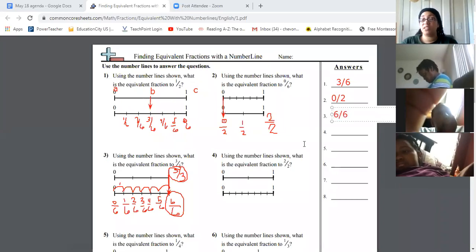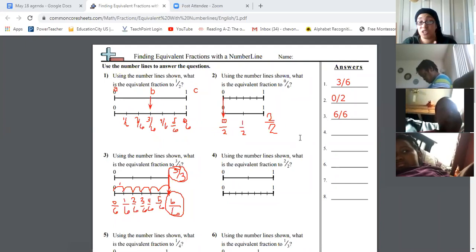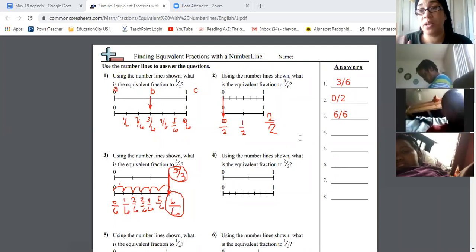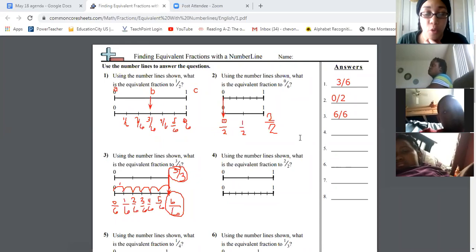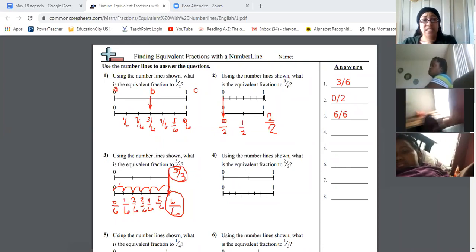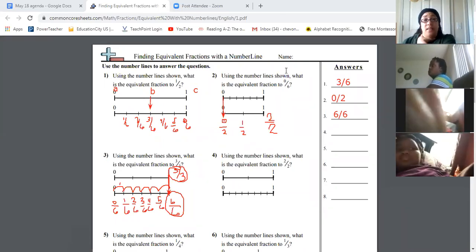So it's 6 out of 6. So 6 out of 6 would be equal to 3 out of 3, right? Because they're both whole numbers. They're both whole numbers. And it's going to take us a minute to get this, okay?